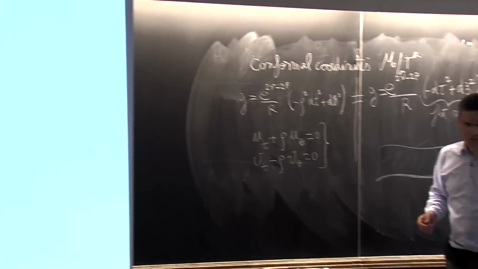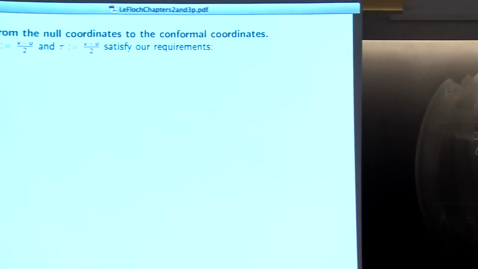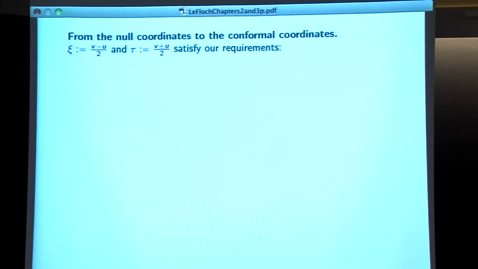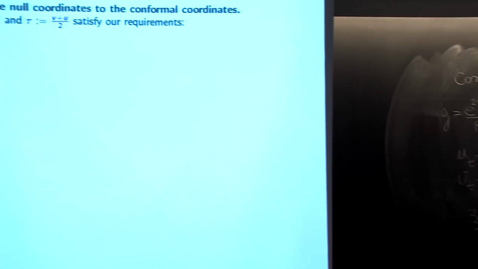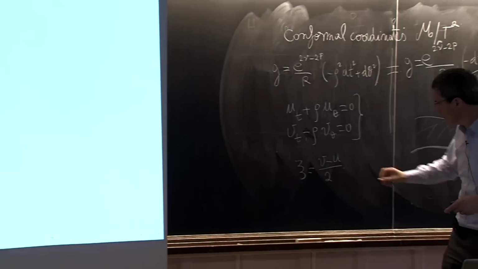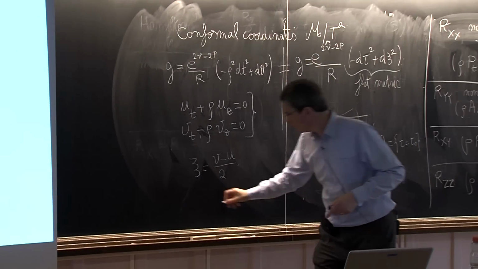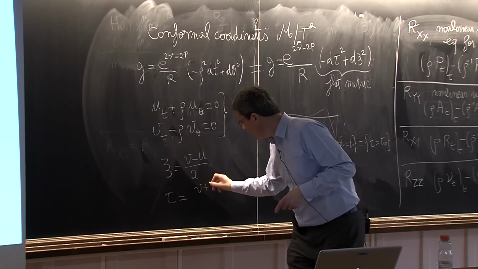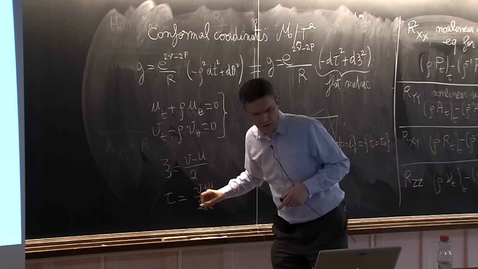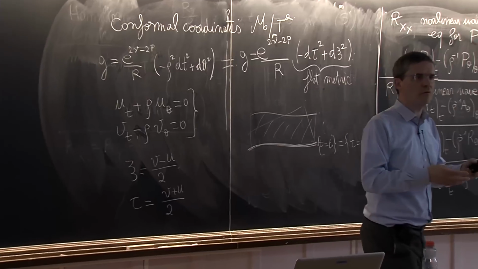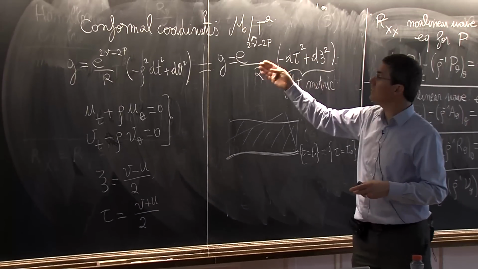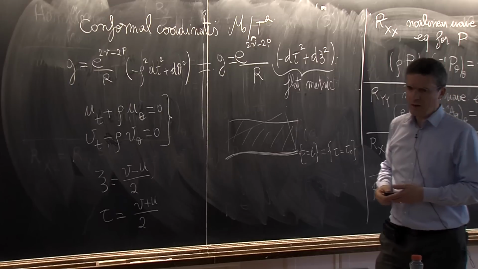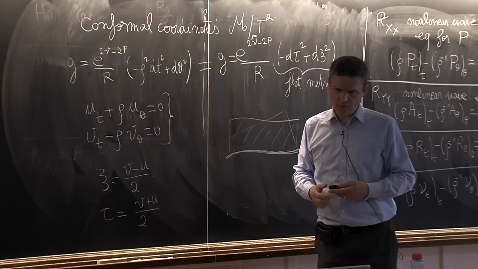So of course, if we have solved that and we have constructed null coordinates, we can recover what we want simply by deciding that psi is (v minus u) over 2, and we will set tau to be (v plus u) over 2. You can check easily that these functions satisfy our requirement and give us the decomposition that we want. Just simple algebra. So we need to find these functions.